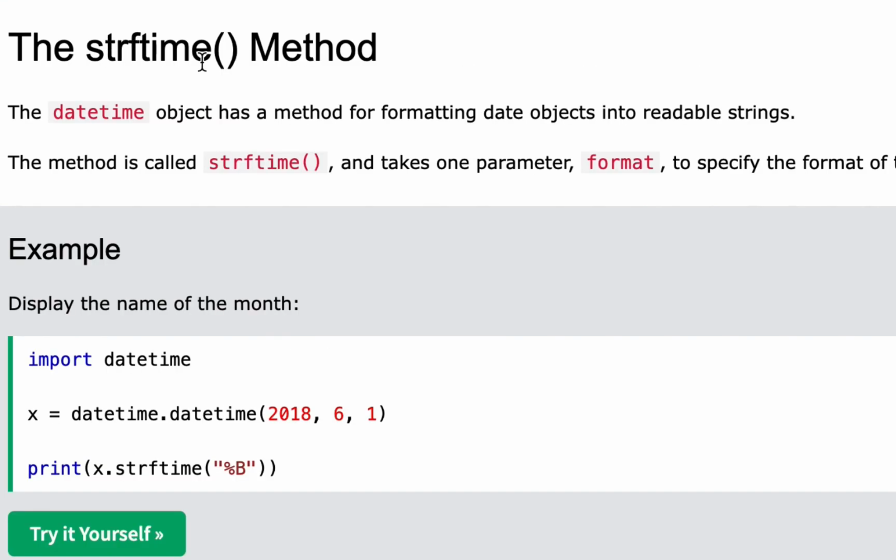The strftime method. The datetime object has a method for formatting date objects into readable strings. This method is called strftime and can take one parameter, format, to specify the format and return a string.